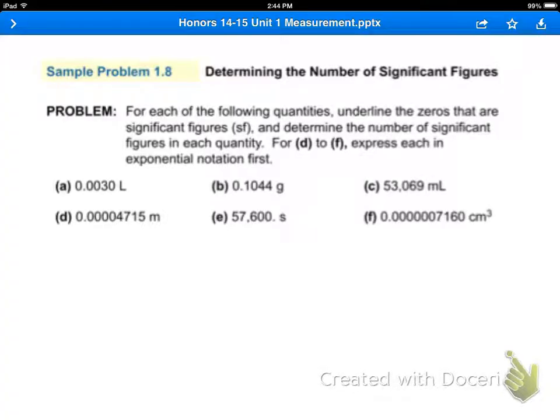So for practice, go through these and for each of the following, underline the zeros that are significant and determine the total number of sig figs in each quantity. Don't worry about the scientific notation, the exponential notation. We're going to do that later. Stop your video, try it on your own, and then start it up and see how you did. Okay, so check your answers and come and see me if you have any questions.